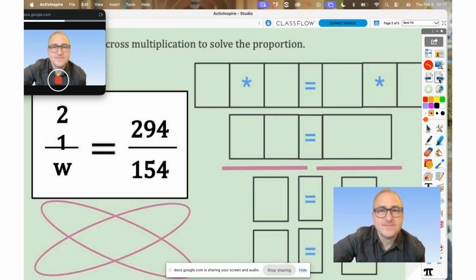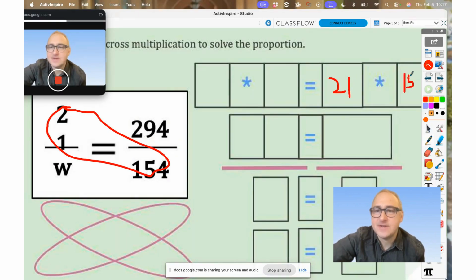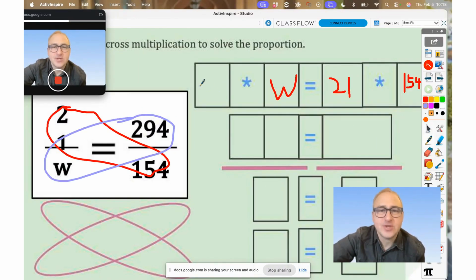This last one, you can try on your own. Remember to cross multiply first. So 21 times 154 goes here: 21, 154. You can put these numbers over on the other side. I just always like the letters on the left and the numbers on the right. And W went with 294, so you write 294. When these get together, they come down. So it's 294 W.